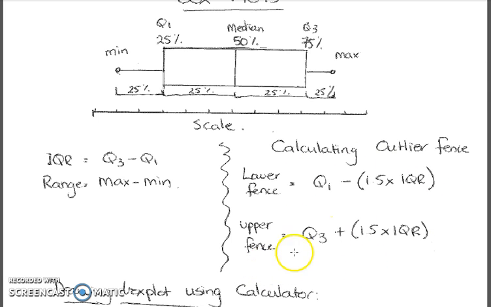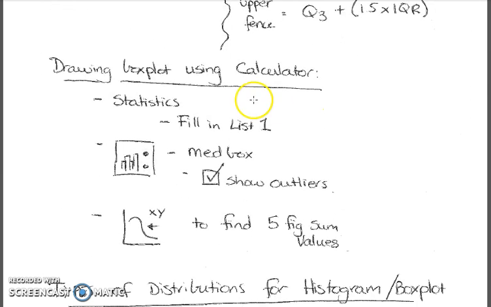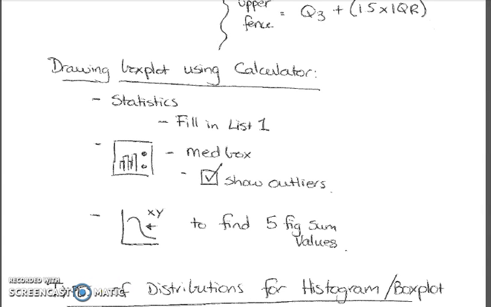And there's a really quick way you can show this on your calculator, but you need to be able to show your calculations for calculating if something is or isn't an outlier. So drawing the box plots using our calculator, here's the information here. However, I'll just show you on the calculator.